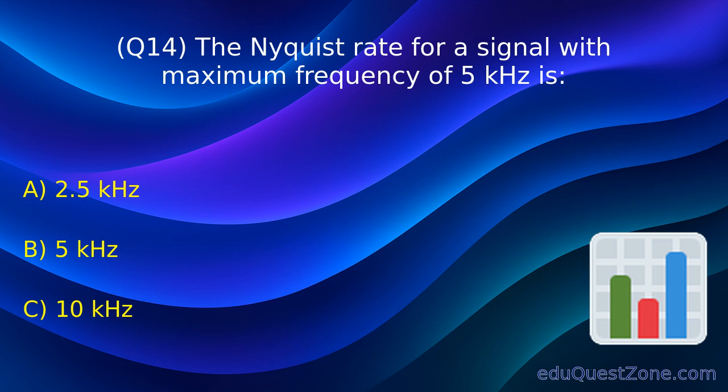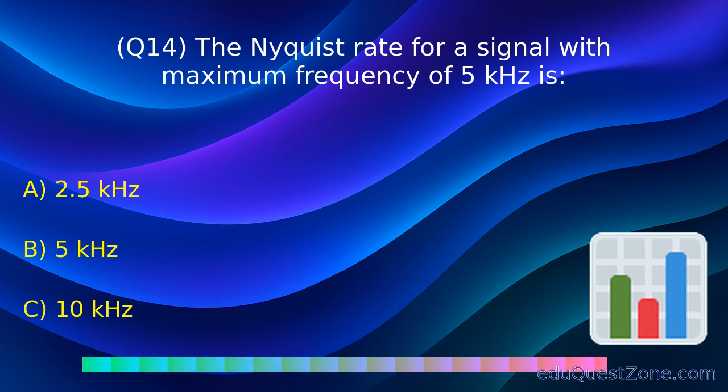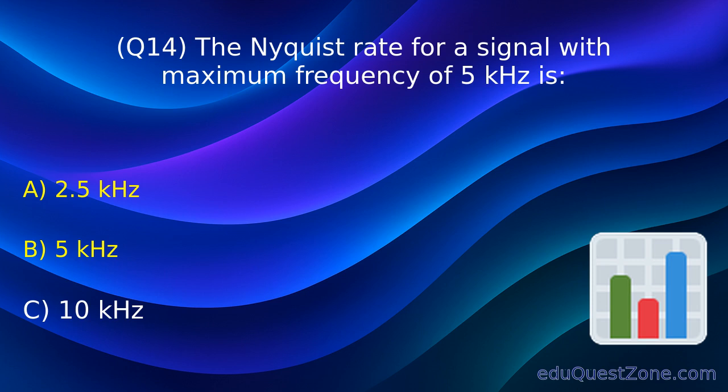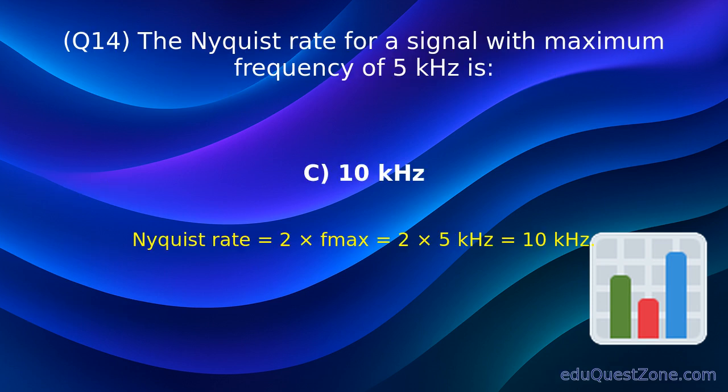Question 14. The Nyquist rate for a signal with maximum frequency of 5 kHz is Option C. 10 kHz. Nyquist rate equals 2 times maximum frequency equals 10 kHz.